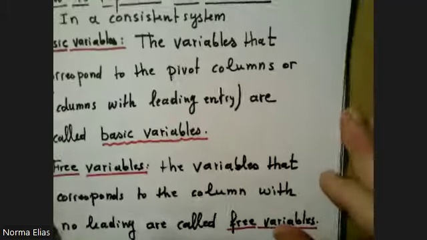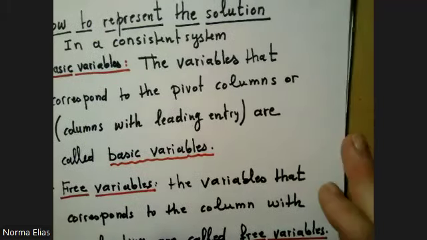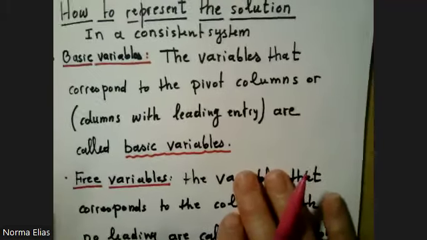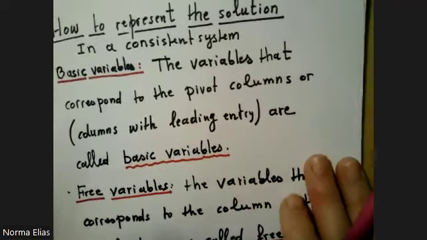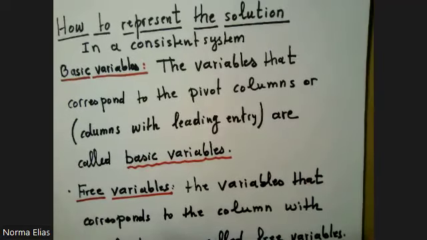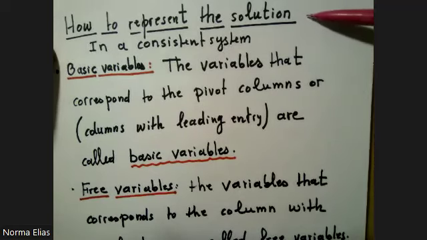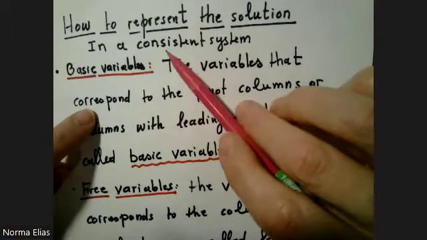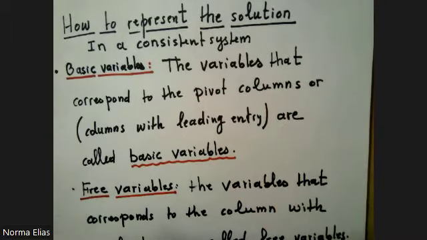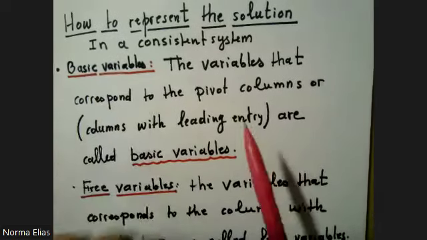Okay. So before I go back, and I will go back to the same example and write the solution the way we will eventually be writing them, I need to define the following idea: how to represent the solution. Suppose we have a consistent system, and that's crucial. In a consistent system, what are the basic variables?